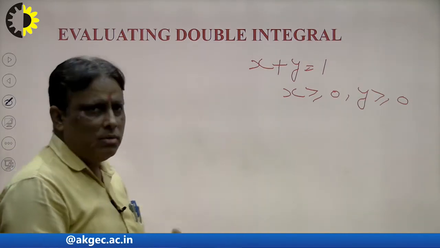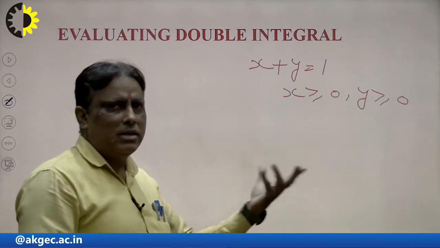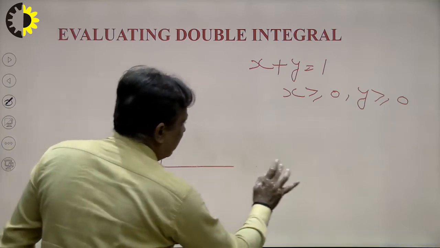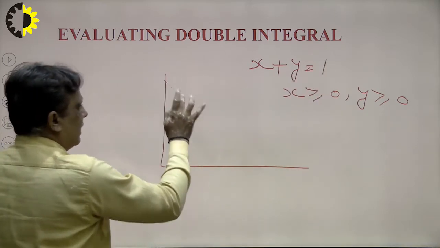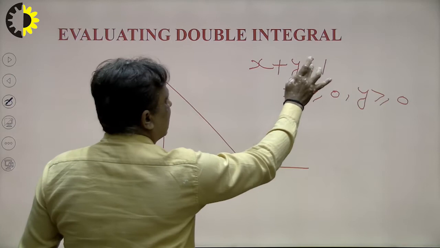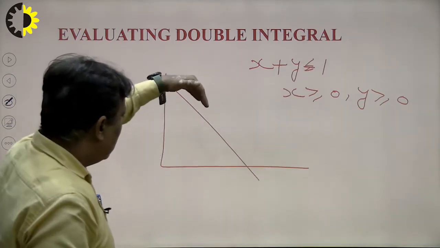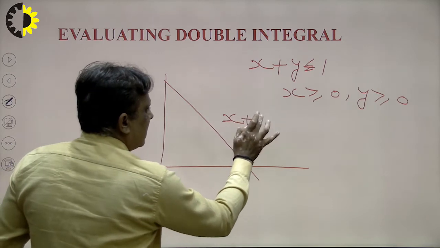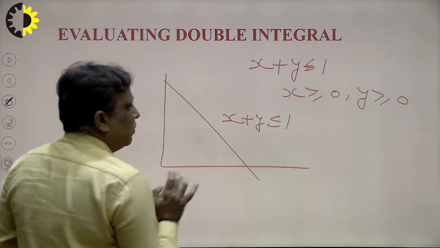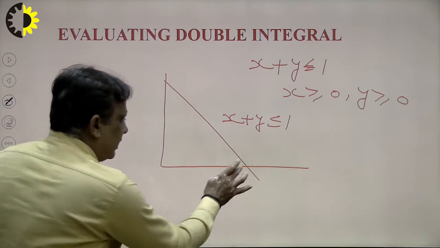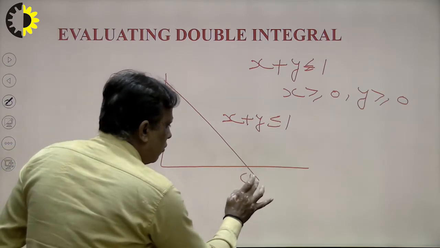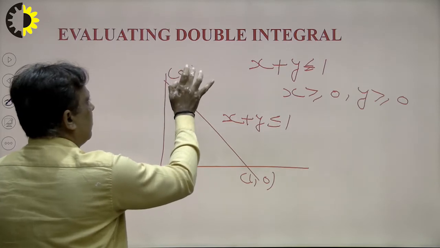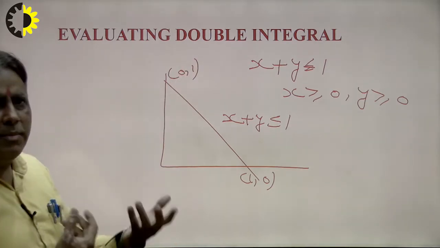If you have the concepts clear, you can solve any problem, right? How to? First of all, draw this graph: x plus y less than or equal to 1. Less than means below this line. I write it here, right? This coordinate will be (1, 0), and this coordinate will be (0, 1). In this way we can find the limit of this portion.